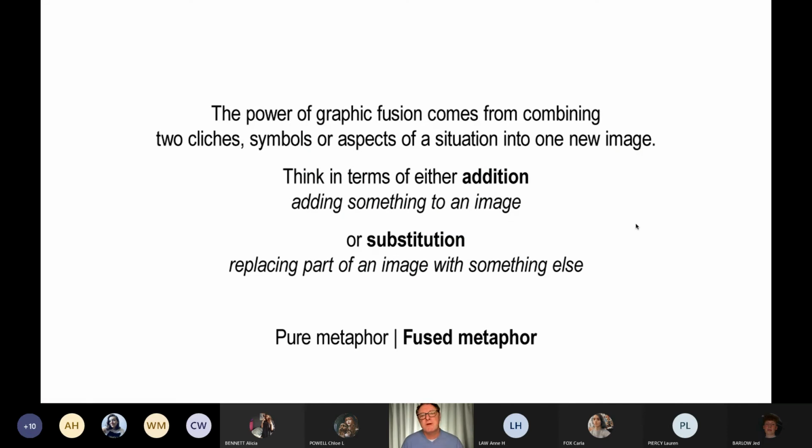The power of graphic design fusion comes from combining two cliches, symbols or aspects of the situation into one new image. Think in terms of either addition, adding something to an image, or substitution, replacing part of an image with something else. So fused metaphors come in two flavors, either additive or substitute. And hopefully I can explain the difference between the two.